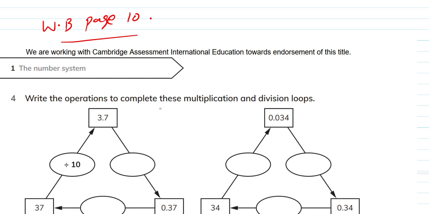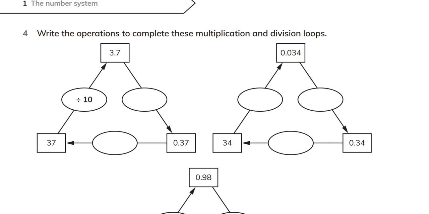Write the operations to complete these multiplication and division loops. Like we have here, first of all, it's a 3.5. If the arrow is going on that side, we got 0.35. Something has been done to this one. If you notice, the decimal has jumped one place to the left side. And the decimal jumped to the left side when we divide, and it jumped only one place. It means we divided it by 10.